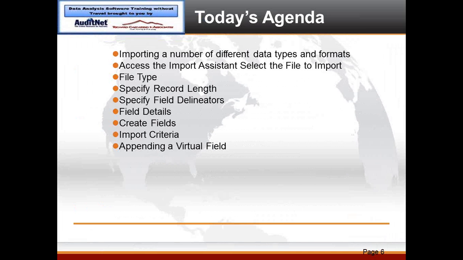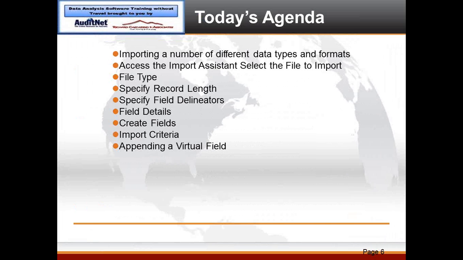Let me switch off my little mouse and go into the one I normally use. There are some advantages to bringing them in from, for example, an ODBC compliant database rather than bringing them in from a text file, if you can get the data in that format. So we'll look at the different file types. We'll look at the record lengths, field delimiters, field details, creating fields, using import criteria, and appending a virtual field into what you've already imported.